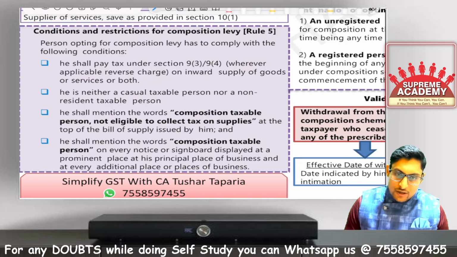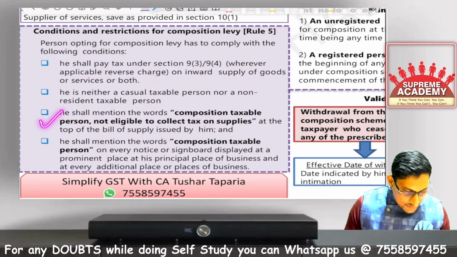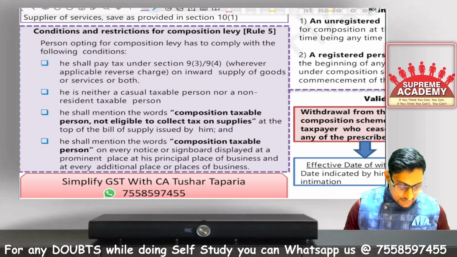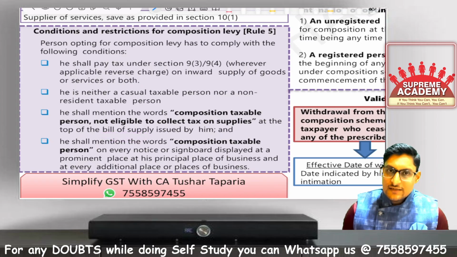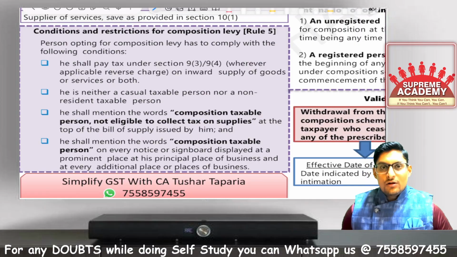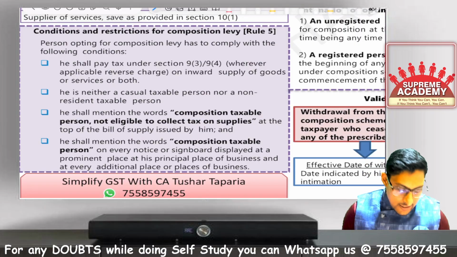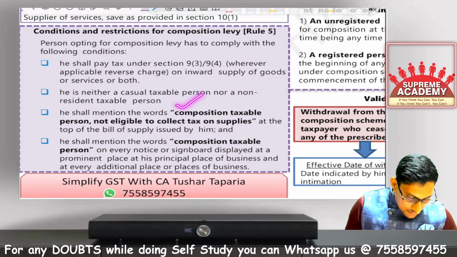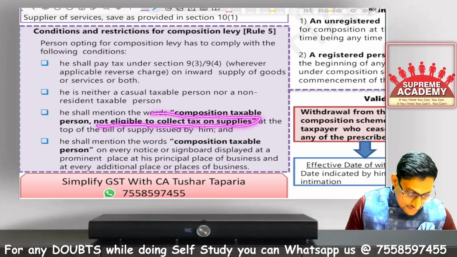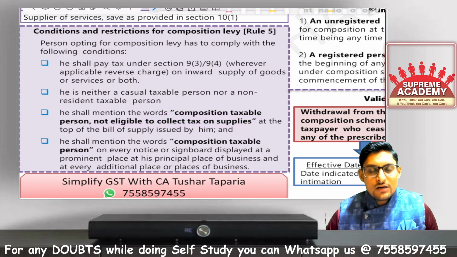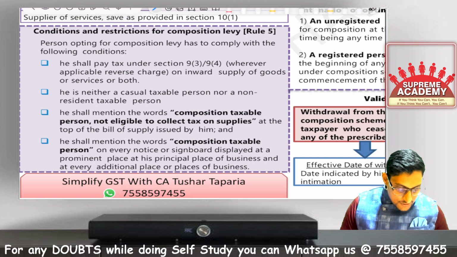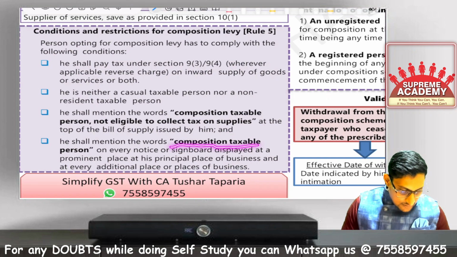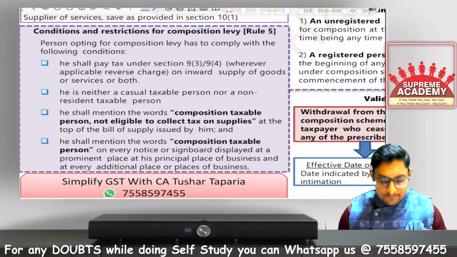Neither he can become a CTP or NRTP. Yes, he shall mention the words on the invoice, not invoice, bill of supply. He cannot issue tax invoice but can issue bill of supply, and on the heading of that bill of supply he should mention that I am a composition taxable person and not eligible to collect tax on supplies. And also on his signboard or notice board, he should mention that he is a composition taxable person.